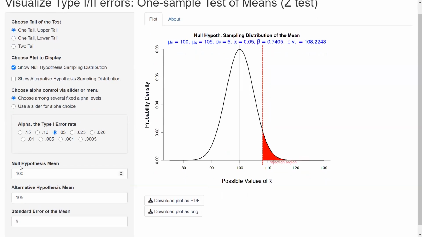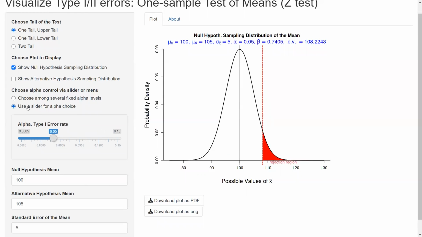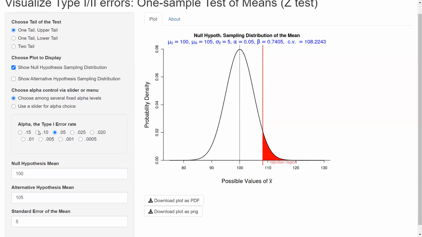Below this we have three options for the choice of alpha level. One option gives you a little slider to select your alpha value, but the first option lets you choose the alpha value, or type 1 error rate, from a list of presets. Let's use 0.05 for now because we're familiar with it. Here is one difference from what we've done before. We actually have to know the null hypothesis mean and our standard error of the mean. These are things we knew before: we're told the null hypothesis mean, and the standard error of the mean can be calculated when we know the facts about the population. But here we choose the values.